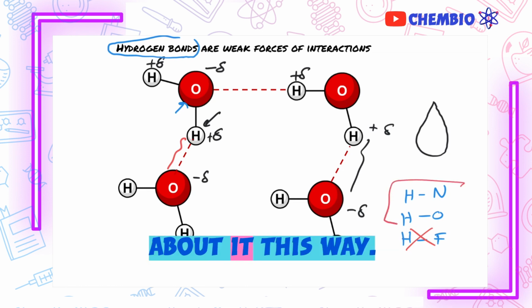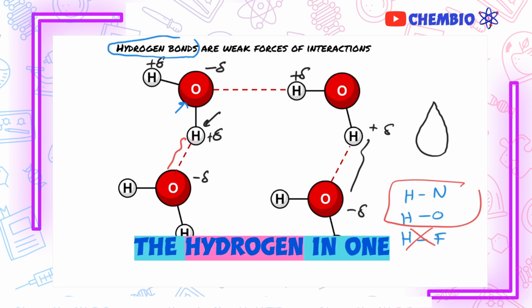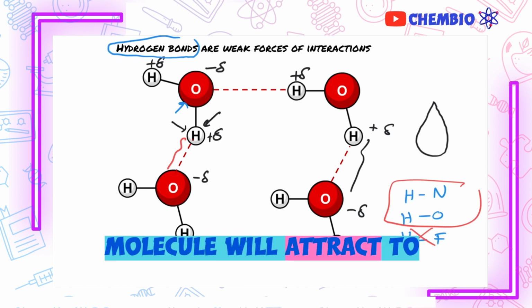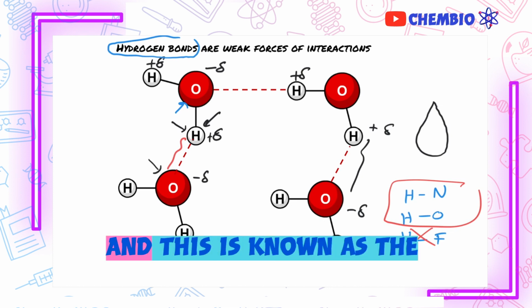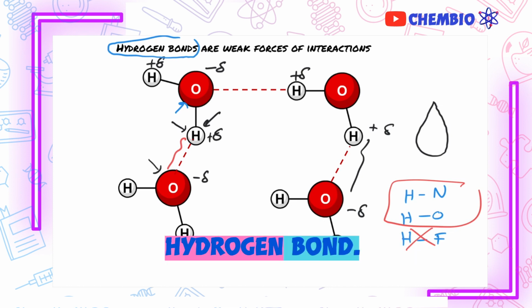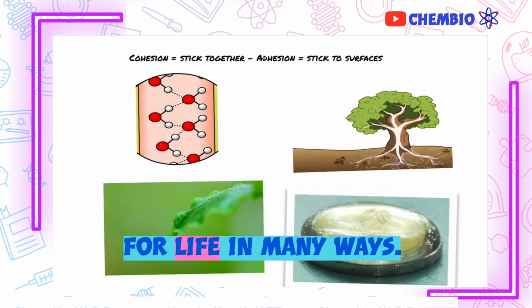But think about it this way. Whenever hydrogen is attached to a nitrogen or oxygen, the hydrogen in one molecule will be attracted to an oxygen in a neighboring molecule. And this is known as the hydrogen bond. Hydrogen bonds are quite important for life in many ways.